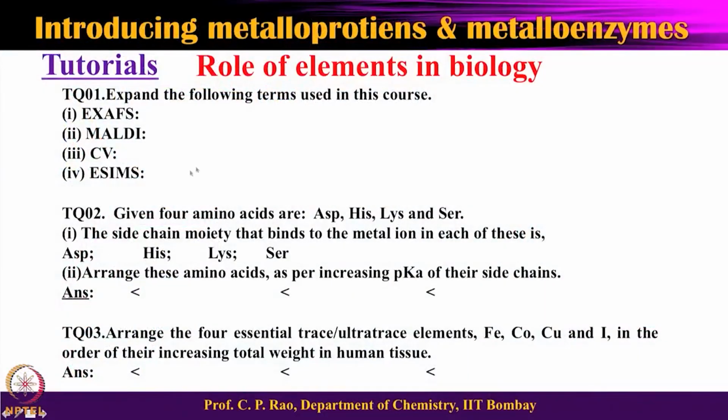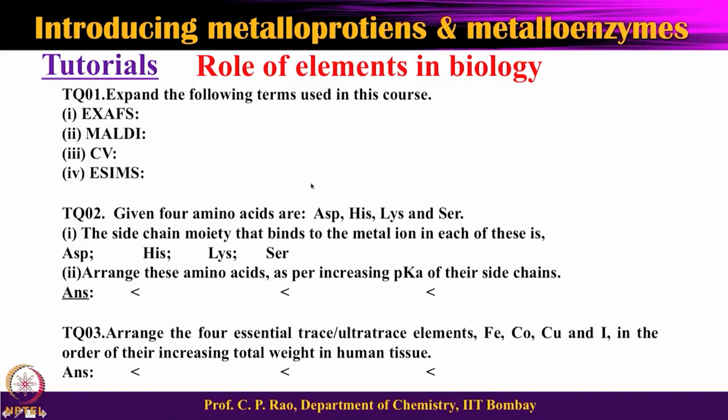Expand the following: EXAFS. So, what is EXAFS? I am sure you all know: extended X-ray absorption fine structure spectroscopy, and the expansion of MALDI, matrix assisted laser desorption ionization. CV is used for cyclic voltammetry, ESI-MS, electrospray ionization mass spectrometry. So, there are a variety of these things. This is just a few I have given as an example. This does not mean only these are the ones. So, you should familiarize yourself with some of the important cases of this kind of short form usage.